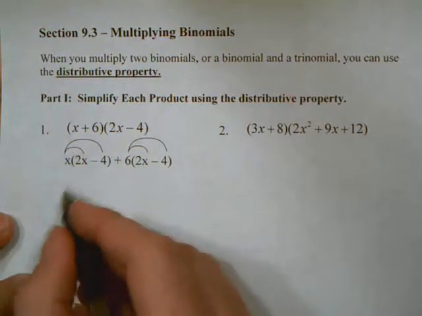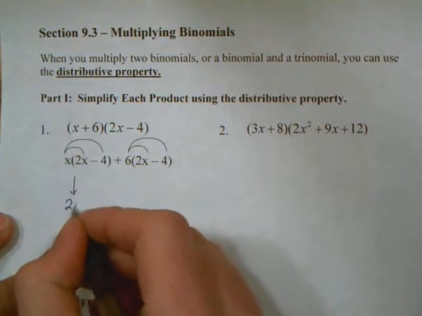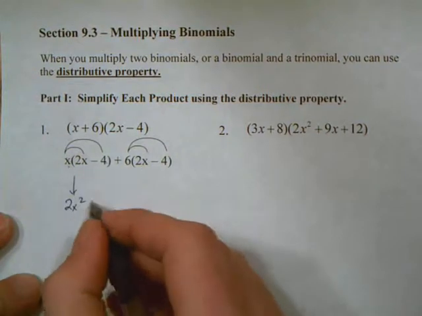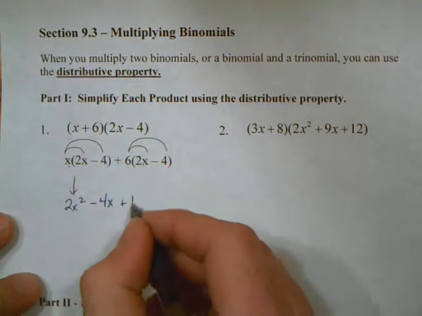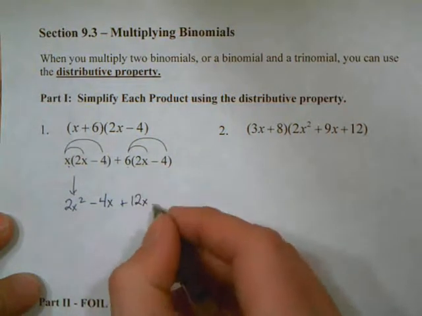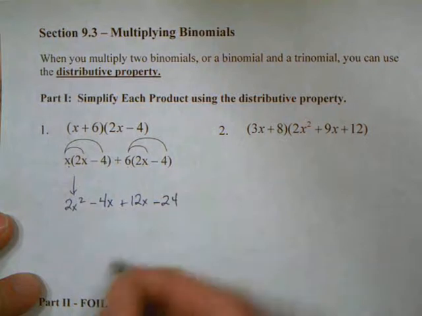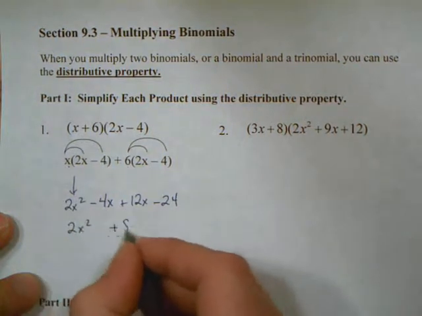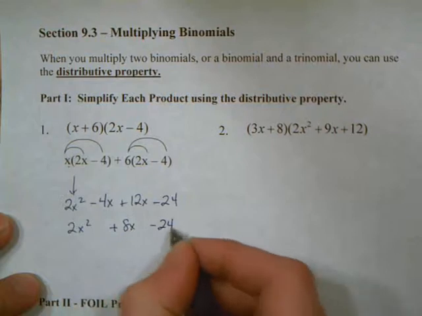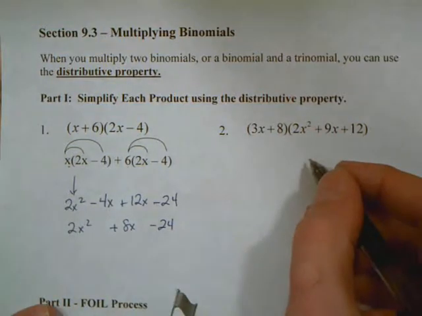Now, as we think about this, we say x times 2x, that's 2x squared. X times negative 4, that's negative 4x. 6 times 2x is positive 12x, and 6 times negative 4 is negative 24. Combining our like terms, we have 8x in the middle minus 24.